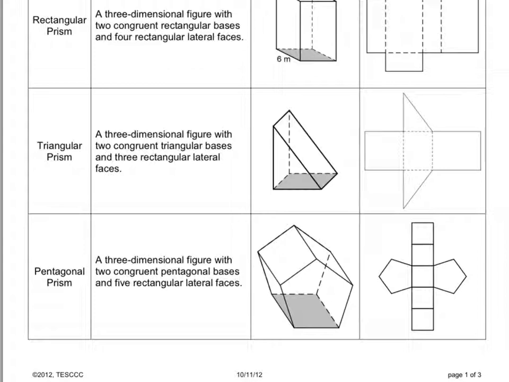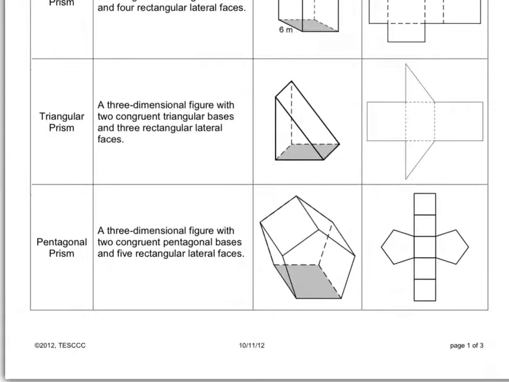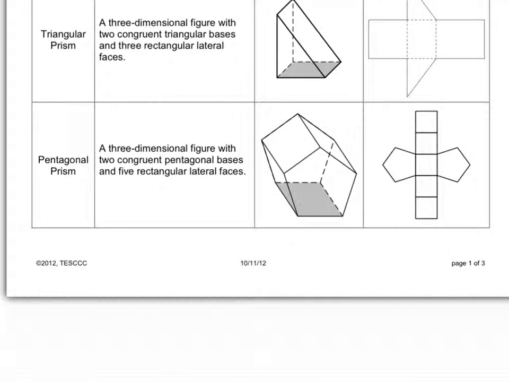So let's look at a pentagonal prism. Three-dimensional figure with 2 congruent pentagon bases and 5 rectangular faces. Pentagon here, pentagon here. And of course we have our 5 rectangular faces, 1, 2, 3, 4, 5. And here's what it looks like. This is the net.